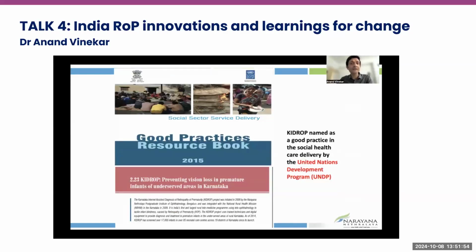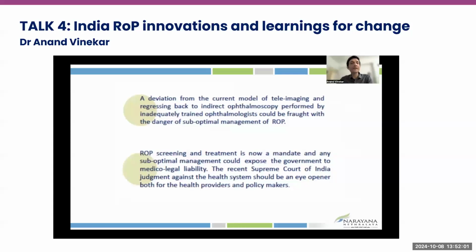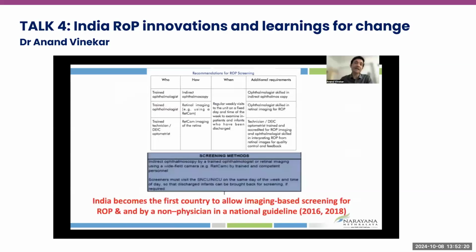We have been validated by the United Nations Development Programme and by the Australian government on the CDC platform, where they report that using imaging is probably the way to go forward instead of indirect ophthalmoscopy performed by inadequately trained ophthalmologists. This led to the imaging scheme being incorporated within the national operational guidelines for ROP, making India the first country to allow trained, accredited technicians to be the ones doing this screening, especially in the rural outreach.